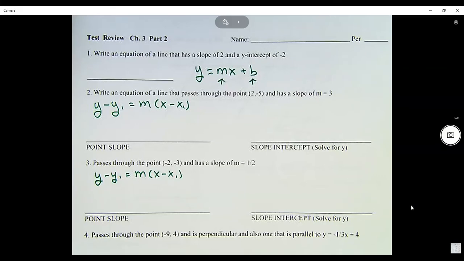Good morning. We are getting ready to go over the test review for Chapter 3, Part 2. This is actually our District Unit 2 test. Let's go ahead and get started.